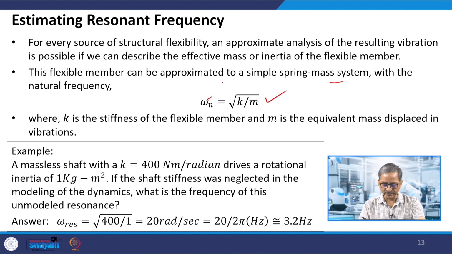Alright. So, let us take an example, say we have a massless shaft with k given and the inertia is there. If the shaft stiffness was neglected in the modeling of the dynamics, what is the frequency of this unmodeled resonance? So, this one we can simply get by root k by m. It is 20 radian per second, and if I divide this by 2 pi, I can get it in terms of hertz. So, that will be around 3.2 hertz. This way we can evaluate the omega resonance.